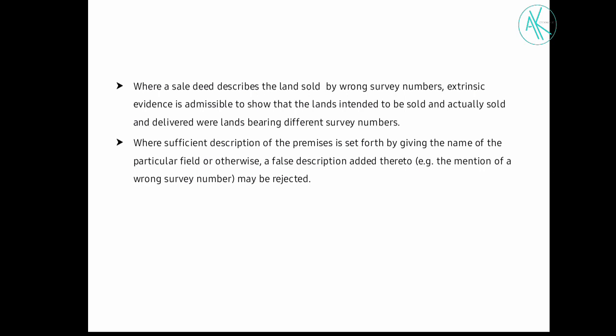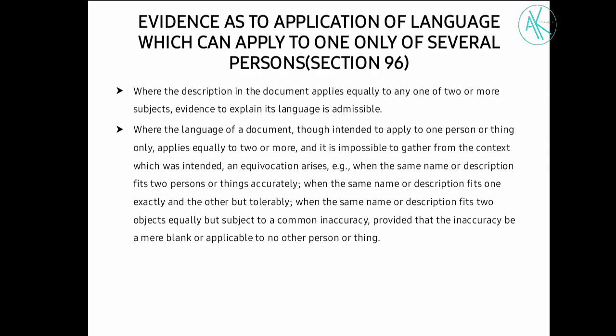Where sufficient description of a premises is set forth by giving the name of a particular field or otherwise, a false description added thereto, for example mention of a wrong survey number, may be rejected. Under Section 96, evidence as to application of language which can apply to one only of several persons.